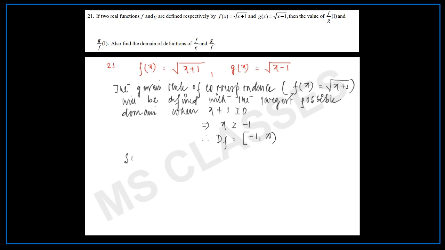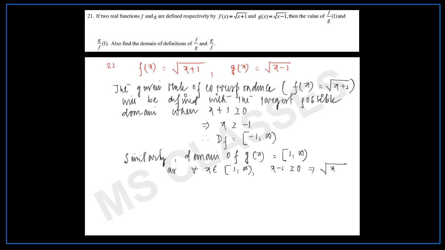Similarly, domain of g of x equals 1 comma infinity, as for all x belongs to 1 comma infinity, x minus 1 is greater than or equal to 0. This implies root over of x minus 1 is greater than or equal to 0. Therefore, g of x is defined.